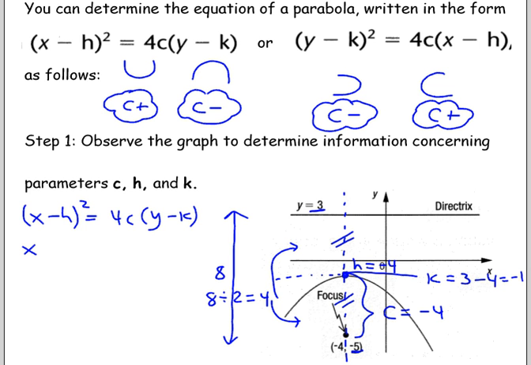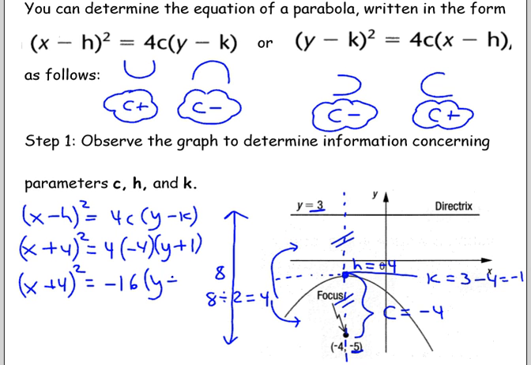So I know my h is negative 4, so x minus minus 4, so I get x plus 4. For c, we replace with our negative 4, and then y minus k, our k is negative 1, so it's going to give you plus 1. Don't leave it like that, please, because I know you can do 4 times negative 4, so you should leave it like this. Okay, and there you go, you got your equation.